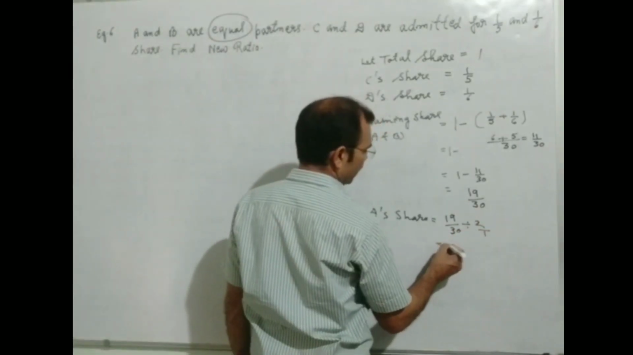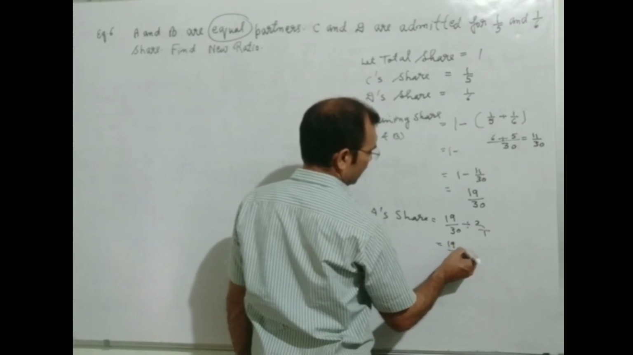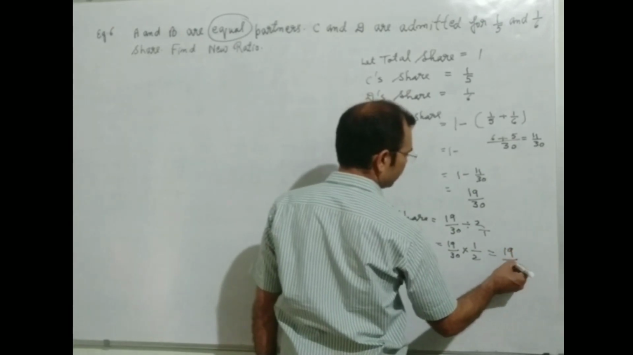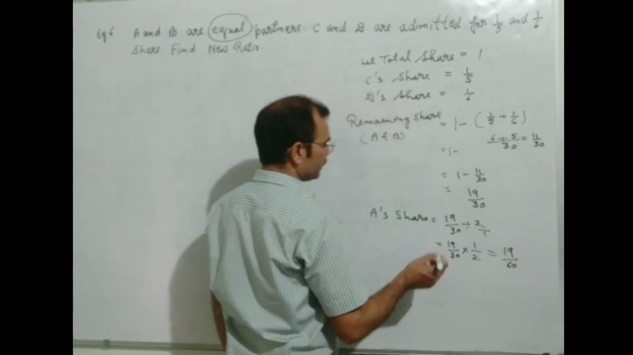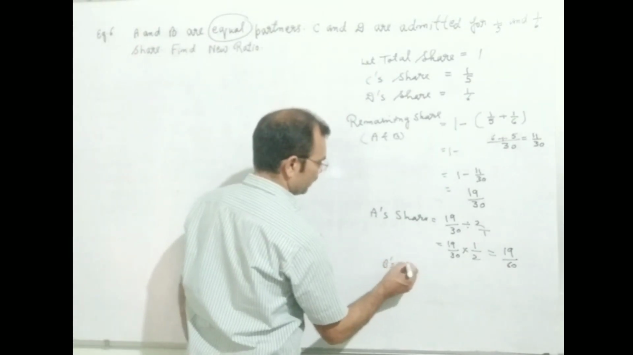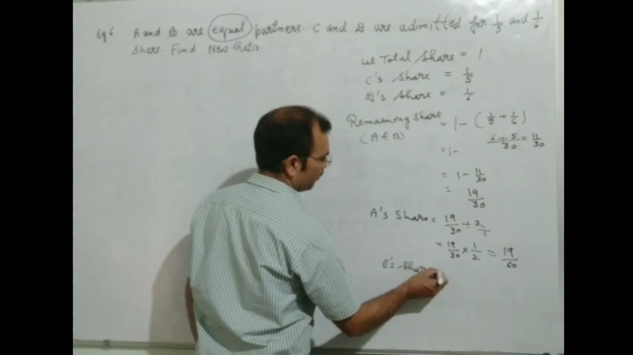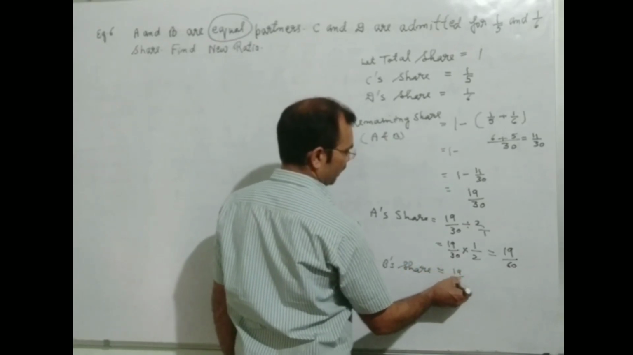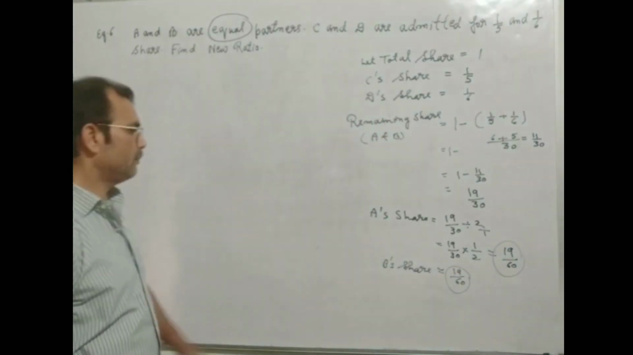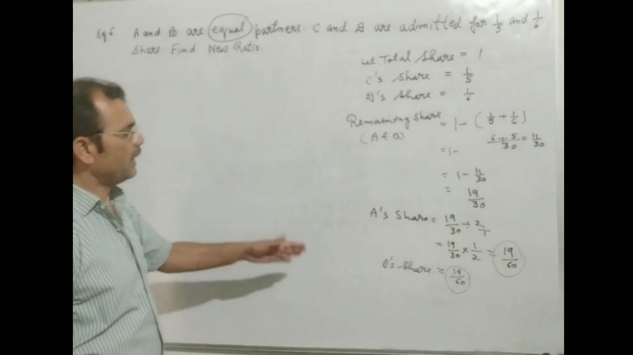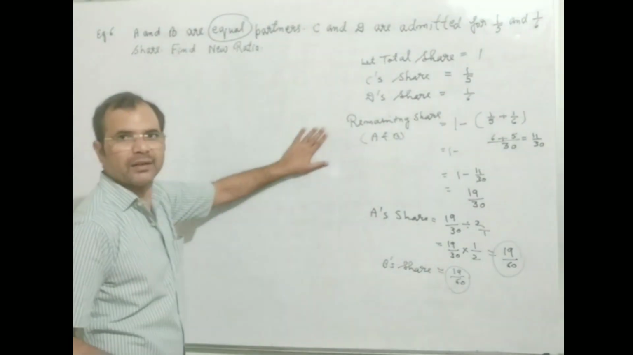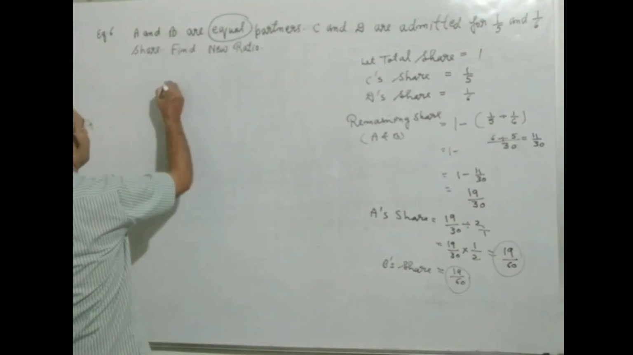We can write 1 here, and now we will solve 19 upon 30 times 1 by 2. It means 19 times 1 is 19, 30 times 2 is 60. 19 upon 60 will be the part of A, and B's share will also be the same because they are equal partners. This will be the share of A and the share of B. And after doing this calculation, now we will solve the question.